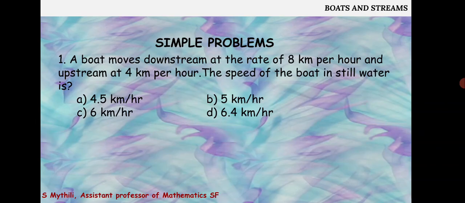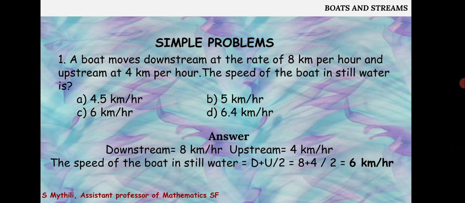So, in this question, we have downstream 8 km per hour, we have upstream 4 km per hour. So, we know the relation: speed of boat is equal to (downstream plus upstream) by 2. So, downstream is 8 plus upstream is 4 divided by 2. 8 plus 4 is 12. 12 by 2 is 6. So, the answer is option C, 6. Hope you clear the first problem. Okay, we will move to the next one.